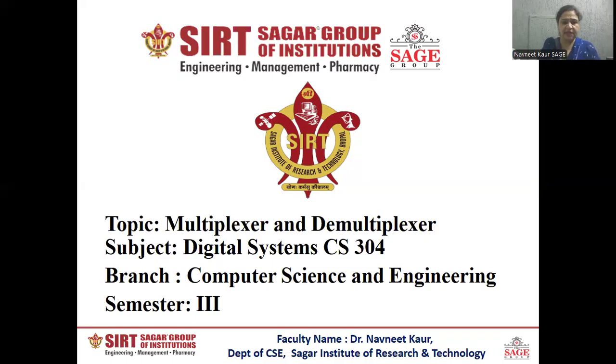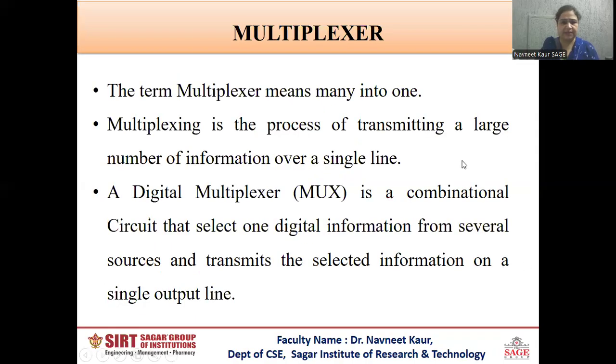Today I'll be taking a lecture on the subject digital systems. The topic which I'll discuss here is multiplexer and demultiplexer. Now first I'll explain multiplexer. The term multiplexing means many into one. So multiplexing is the process of transmitting a large number of information over a single line.